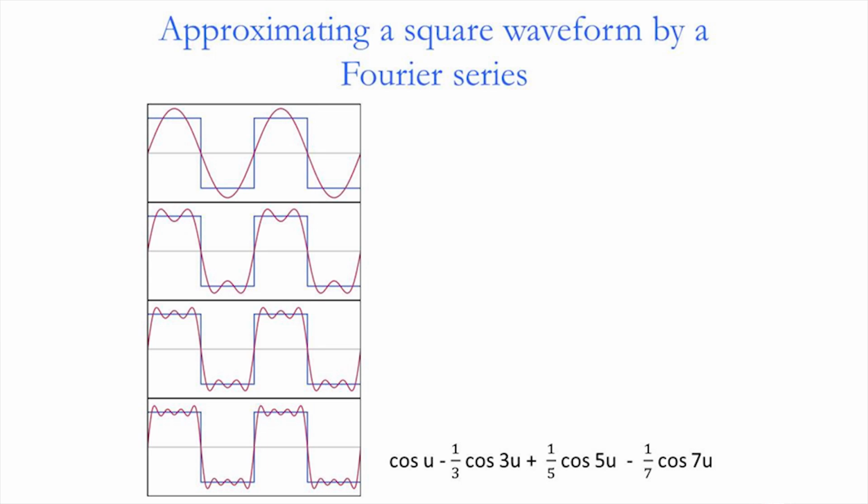Okay. The numbers here, a third, a fifth, well, 1, minus a third, plus a fifth, minus a seventh, they're called the Fourier coefficients. In other words, they're just the coefficients of the Fourier series representing the periodic waveform.